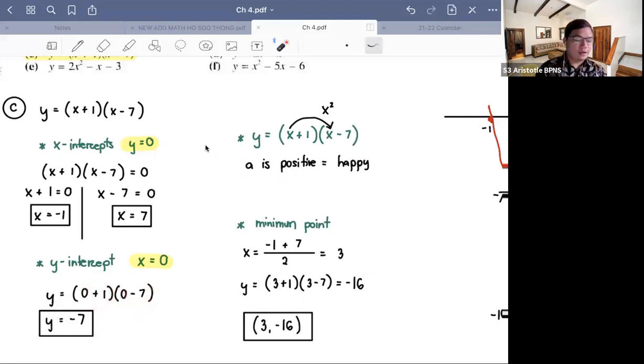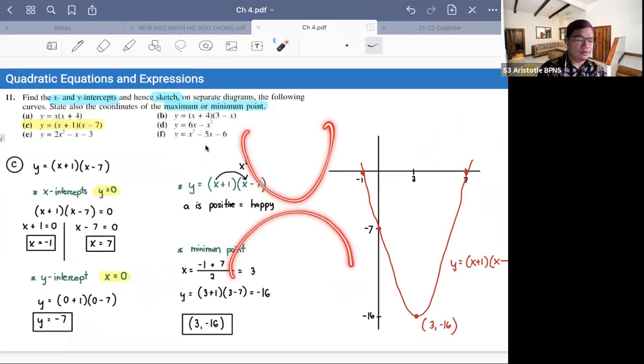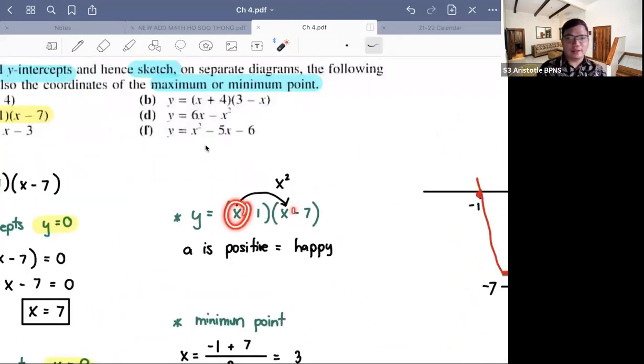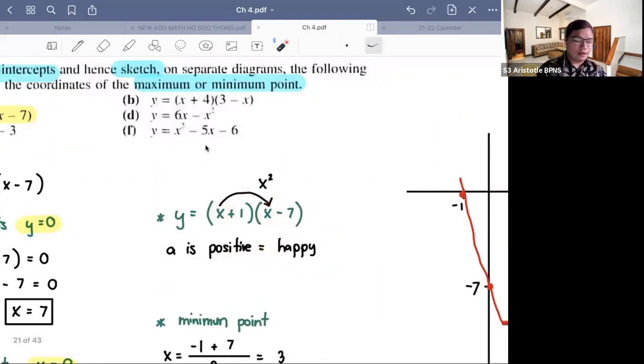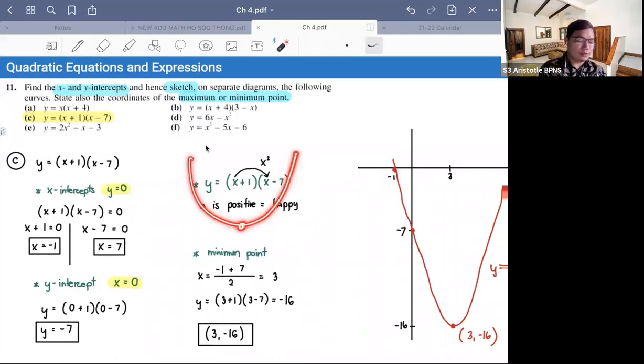Okay, and then for your graph, if we're going to sketch this, we need to know if it's happy or sad. Now, the shortcut again, class, is to multiply right away x and x. So we're going to have x squared, wherein a is positive. Therefore, our graph is happy. It will look like this. If our graph is happy, that means the turning point is the minimum point, right? So how do we locate the minimum point?